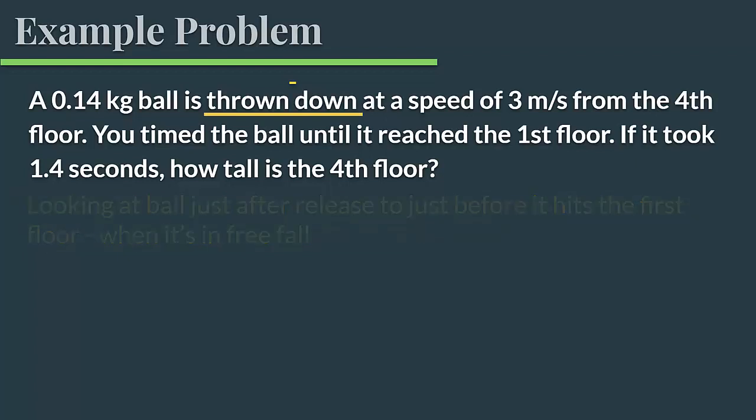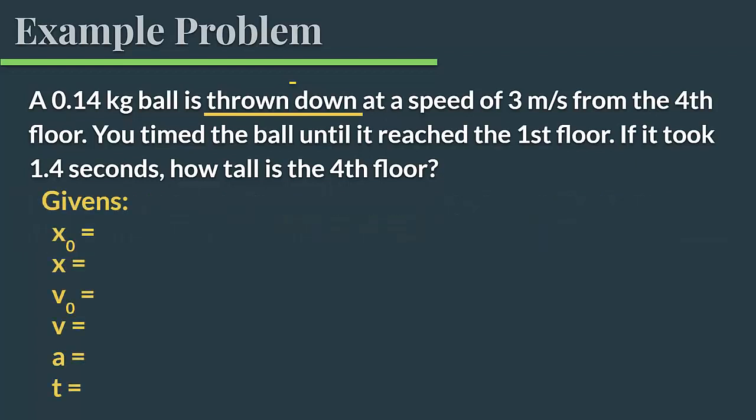Okay, and our next step is to start labeling our variables. And so if I take a look at the question, I can see that I have an initial velocity, v naught, of negative 3 meters per second. And I know that that's negative because I just defined the direction before I got here. And I said down is negative. And so it's thrown down with an initial speed of negative 3 meters per second.